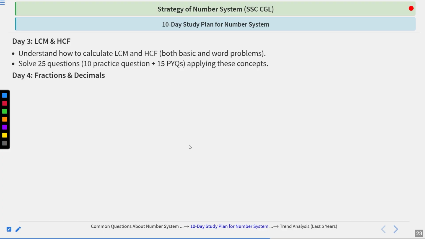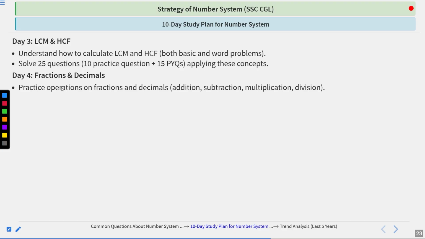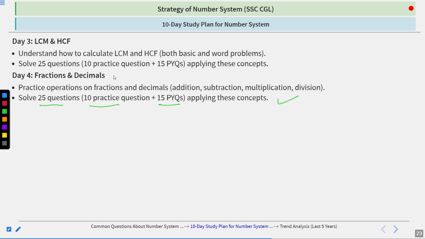On day 4 we can do fractions and decimals. So practice operations of fractions and decimals. For example, we apply addition, subtraction, multiplication and division of fractions and decimal numbers. And try to solve minimum 25 questions, in which 10 should be practice questions and 15 should be PYQs, applying these concepts which you learned on day 4.